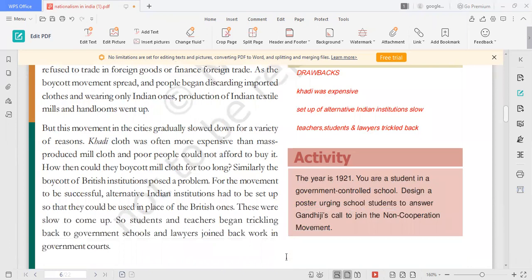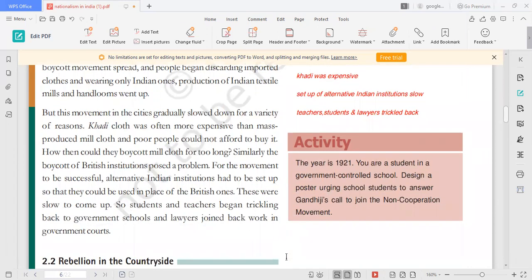So in the city movement, middle class people participated. They boycotted schools, colleges, and courts. Foreign clothes and foreign goods were boycotted. Foreign trade was boycotted. And what was the drawback? The Indian textile went up for some time. Later, it was not continued for a long time because of some drawbacks. Khadi was expensive, and no Indian alternative schools were provided. So the lawyers and teachers got trickled back to their schools and courts.